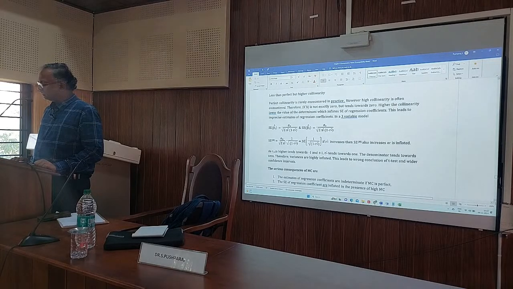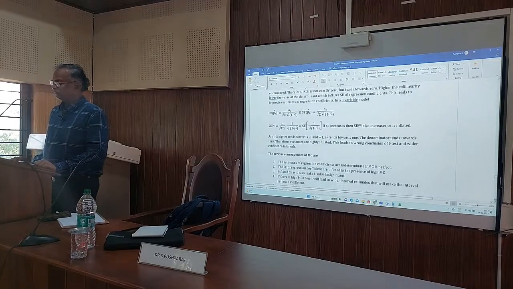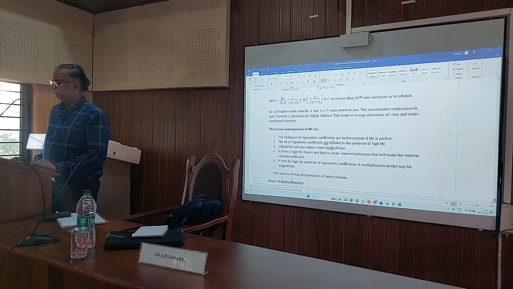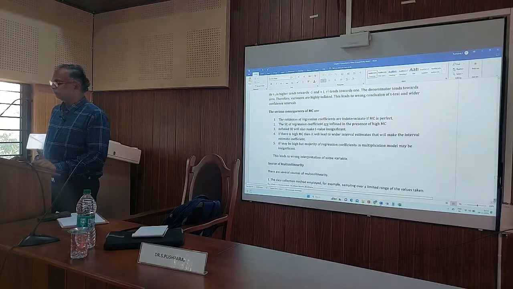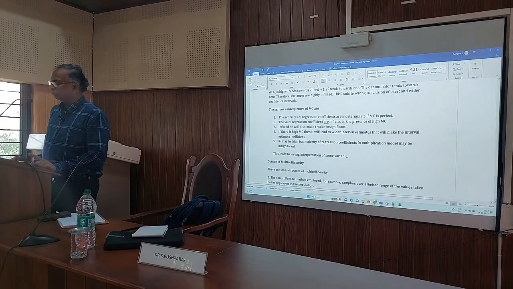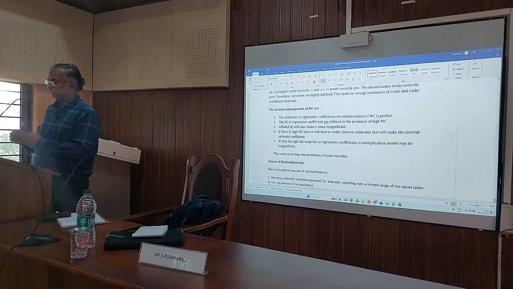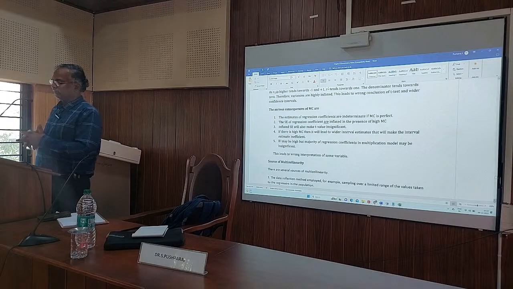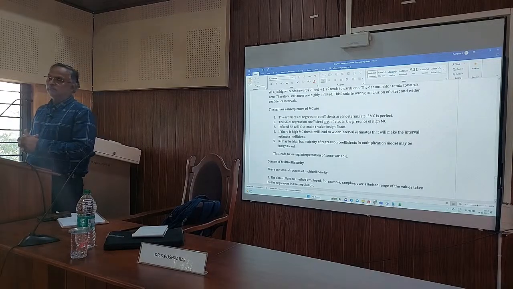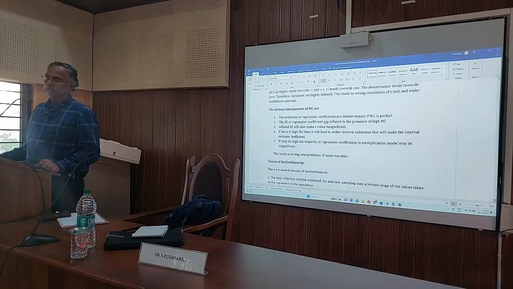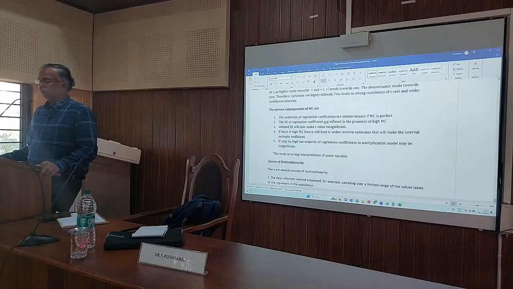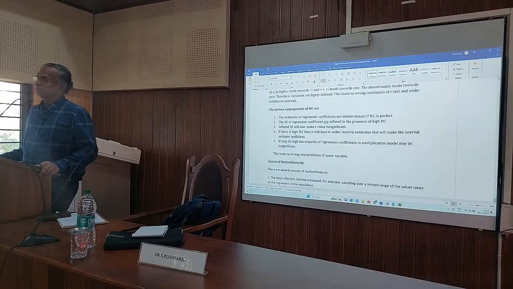So multicollinearity is really serious if it is perfect. Otherwise, it will inflate the standard errors. So if the multicollinearity problem is high, when the standard error is inflated, naturally the t value will be reduced. The t value will be underestimated. Naturally, it will make a lot of coefficients insignificant.